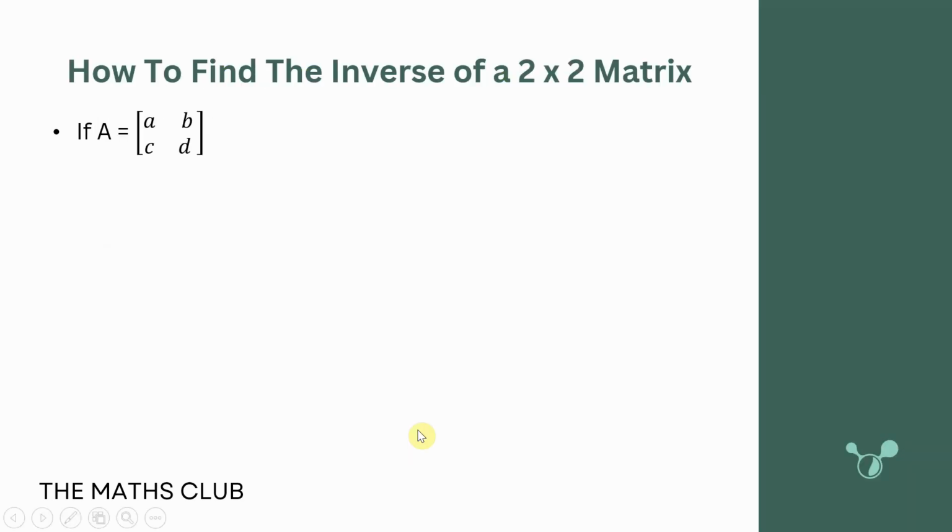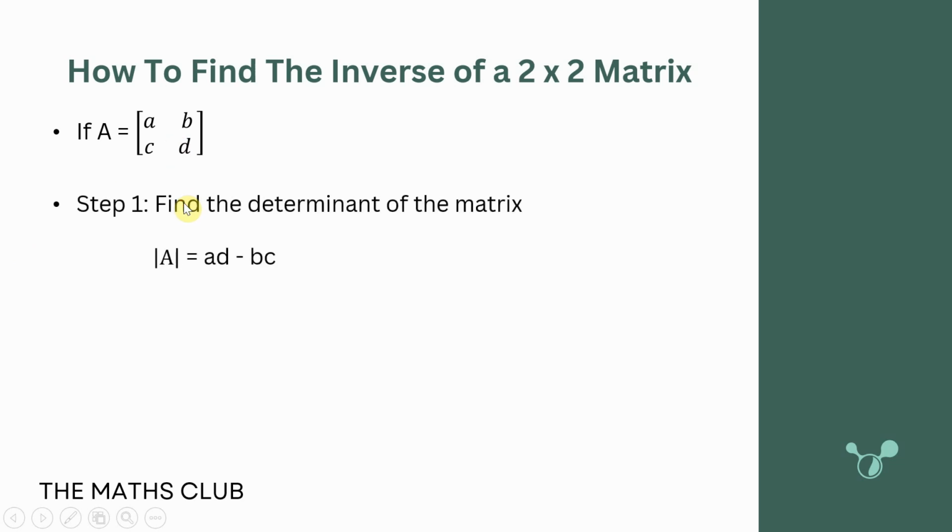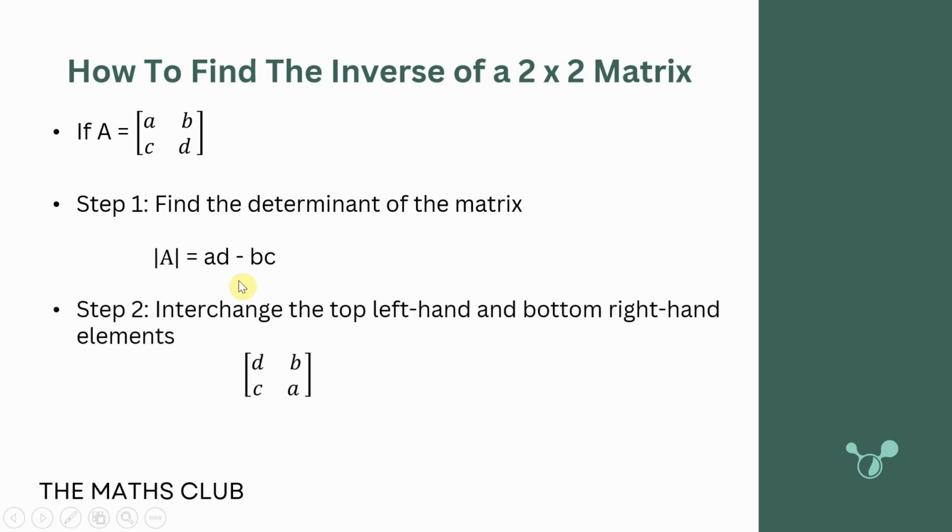How do we find the inverse of a matrix? If I have a matrix A, which is A, B, C, D, first thing is that I will have to find the determinant of the matrix. We know how to do this. Second thing is that I will interchange the top left and the bottom right elements. Remember, all of this just applies for a 2 by 2 matrix. A 3 by 3 and 4 by 4 matrix is more complicated than this. So the step 2 is that I will interchange the elements in the leading diagonal. So instead of AD, I will have DA.